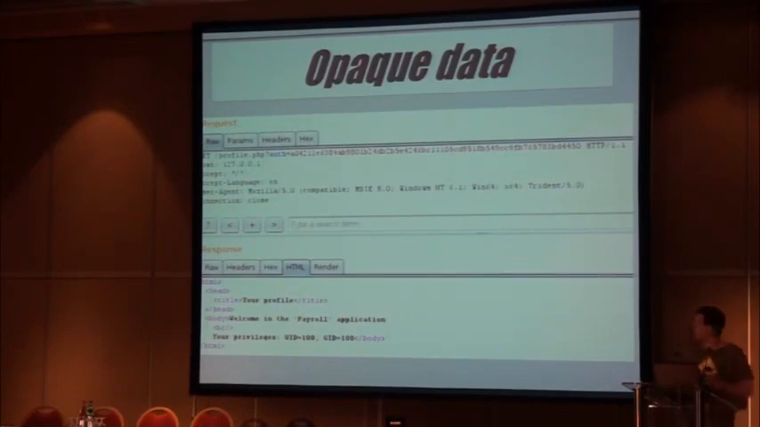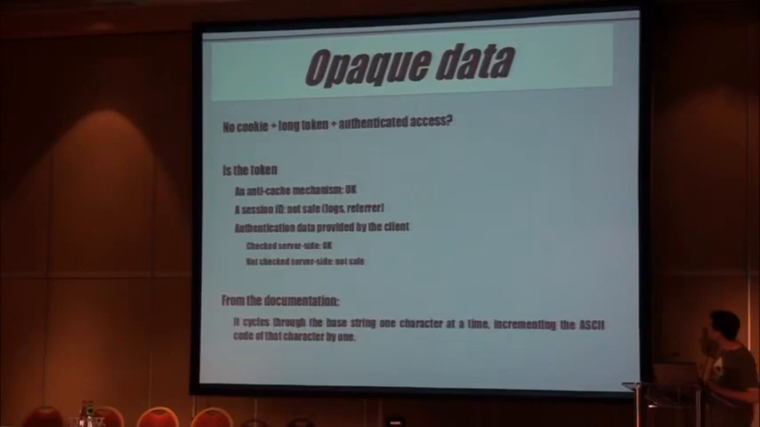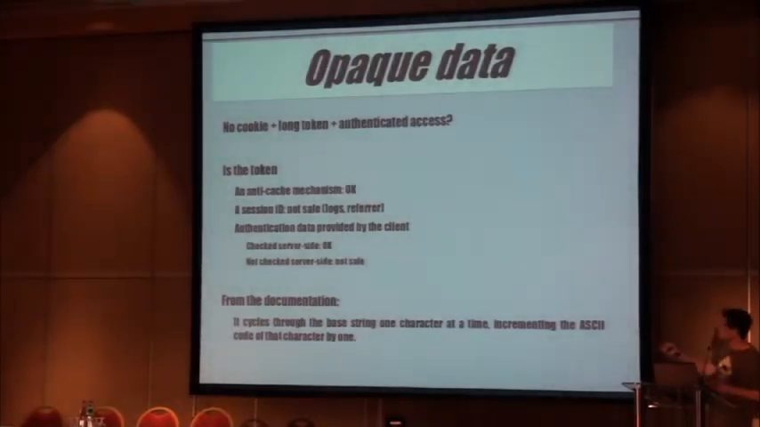So from the documentation, you have a payload which cycles through a base string, one character at a time, incrementing the ASCII code of that character by 1. So it's very simple, but it's very powerful. We highlight this huge blob of data, define the payload type as character frobber, and then run. And you will get some strange output.